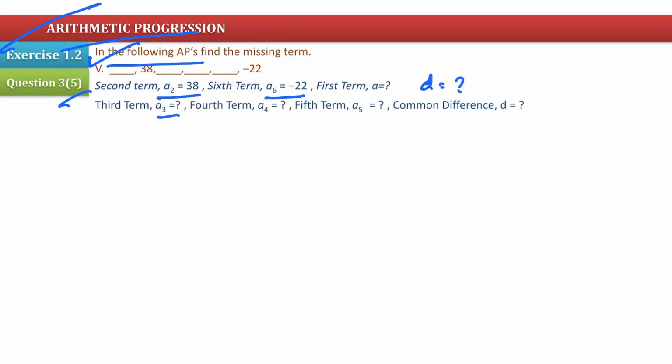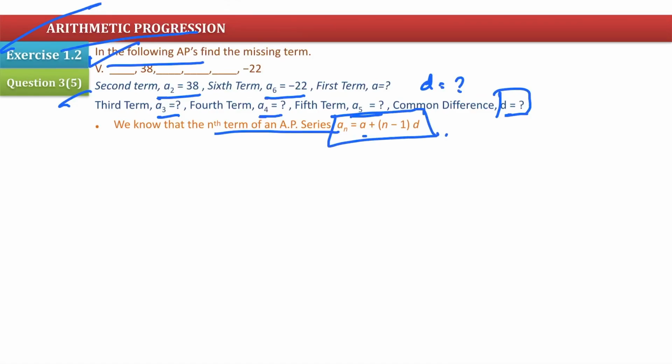So we have to find A3, A4, and A5. Meanwhile, when we are doing this, we have to find the common difference also. See here, we know that the nth term of the AP series is An equals A plus n minus 1 into D. To assign to this, we need the A value, the n value, and the D value. Here the A value they have not given, and the D value they have not given. The only things they have given are A2 and A6. Now I have only one option, A2 and A6.